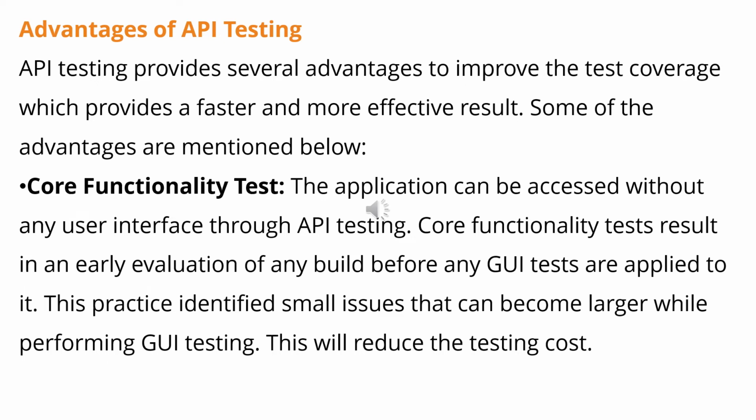Advantages of API testing. API testing provides several advantages to improve the test coverage, which provides a faster and more effective result. Some of the advantages are mentioned below. Core functionality test: the application can be accessed without any user interface through API testing. Core functionality tests result in an early evaluation of any build before any GUI tests are applied to it. This practice identifies small issues that can become larger while performing GUI testing. This will reduce the testing cost.